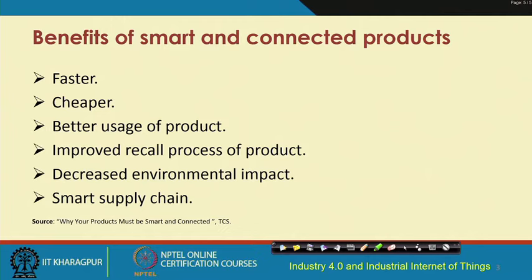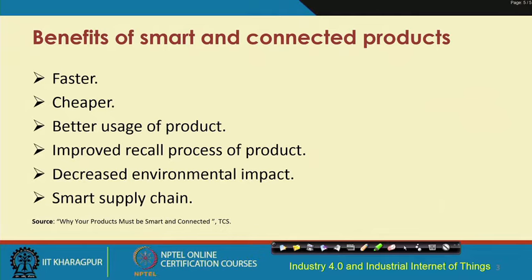So, what are the benefits? Once again, faster: we are going to have these products manufactured at a faster rate than before. Than before means the way it was being done in the past without the use of these IoT centric solutions. Cheaper: so faster production, and cheaper products are going to be developed. These products will be used in a better way through the incorporation of these smart solutions.